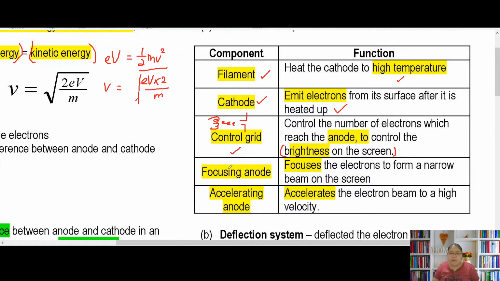Then we say focusing anode. Remember, the focusing anode comes from the anode. I told you the anode has a hole. This hole works as a focusing. It focuses all the electrons to form a narrow beam at the screen. So if the hole becomes smaller, the cathode ray produced is sharper. The last one is the accelerating anode. Its function is to accelerate the electron beam to a high velocity. So these are the functions of all the components in the electron gun.